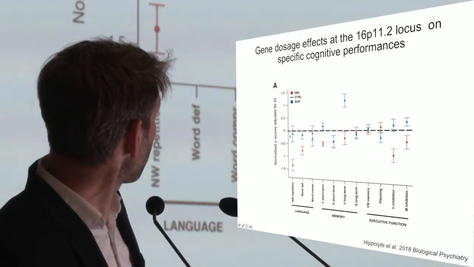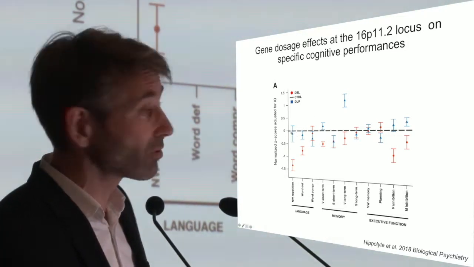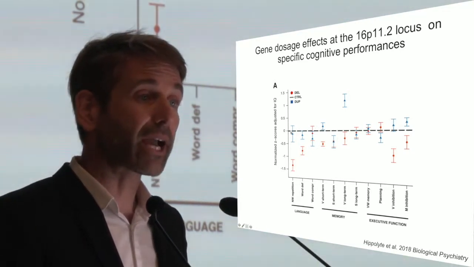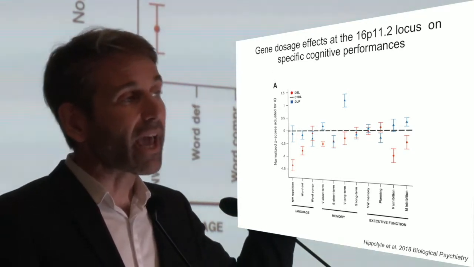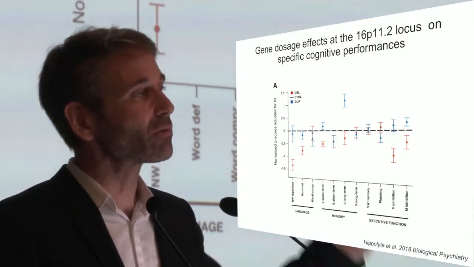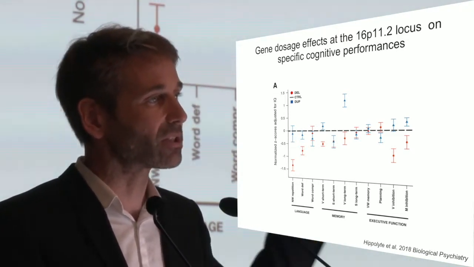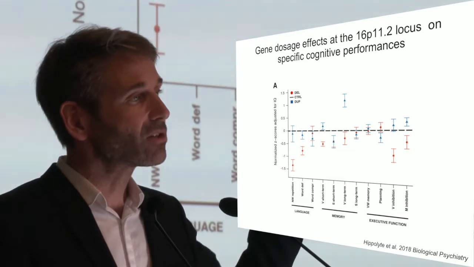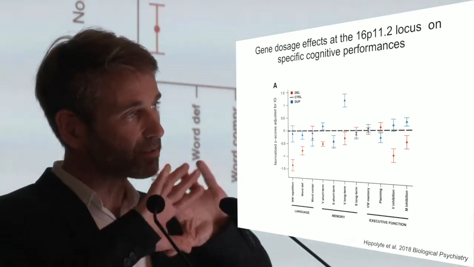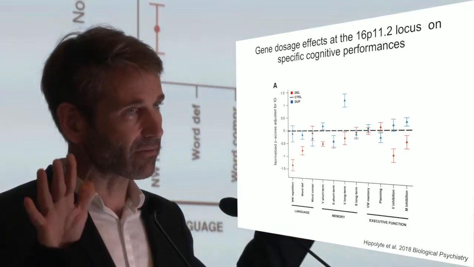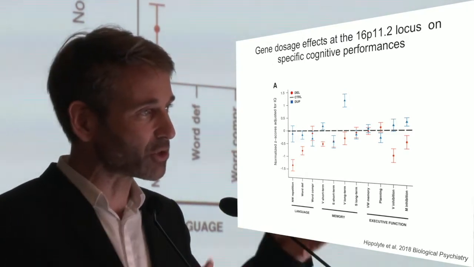You can also see that duplications, this is corrected for IQ, have absolutely no impact on language. But every kid with a duplication referred to the clinic has language delay. So that really tells you that to be referred to the clinic, you need a multidimensional set of disabilities, but the CNV is not doing everything.